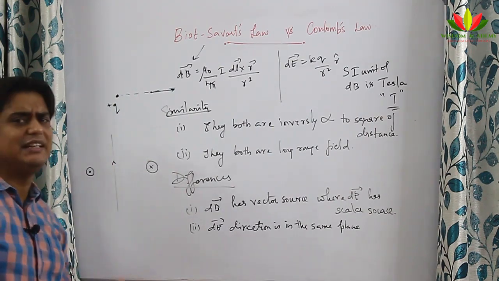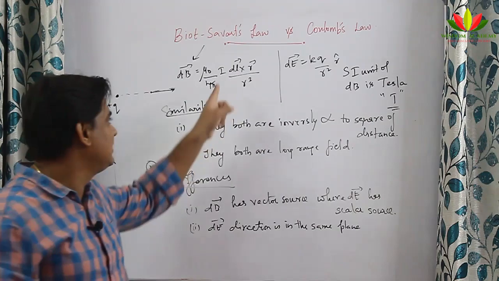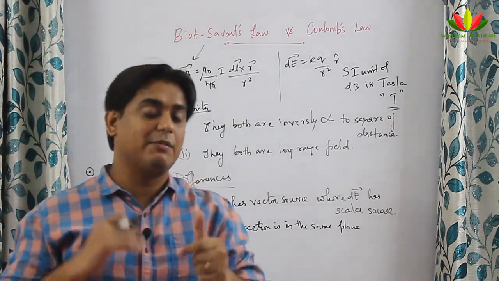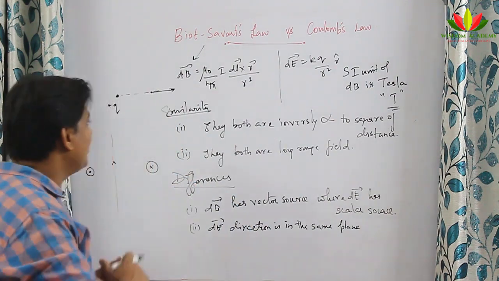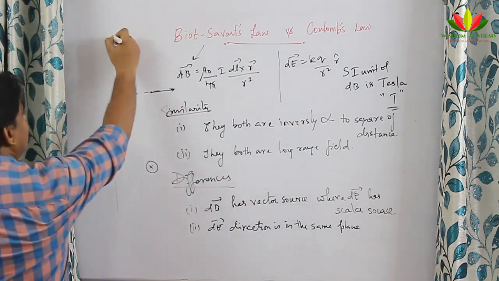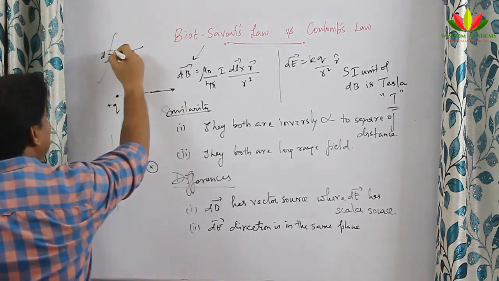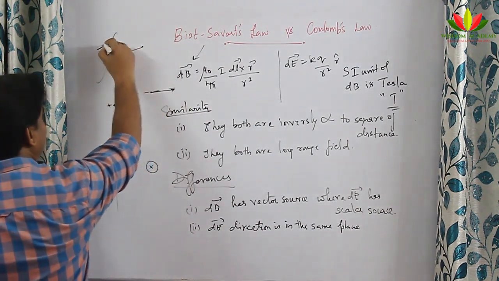There is one more way of saying it by using the right hand screw rule, because since it is a vector product, the direction of the vector product will be given by the right hand screw rule. Suppose I want to move from dl to r. If you remember that derivation, I told you this is dl and this was r, and theta was the angle between them.